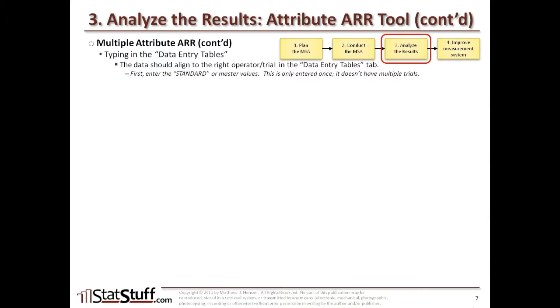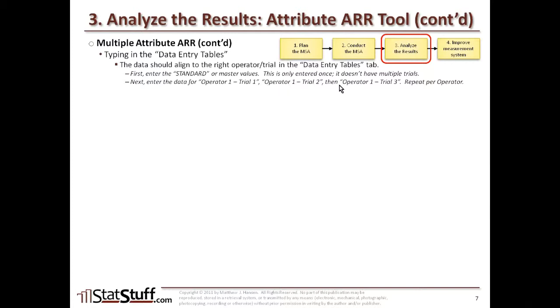Now first, you're going to enter in the standard or the master values like we had just shown in the previous slide. This is only entered one time, and it doesn't have any multiple trials in it, but it just has one standard set that's defined up front. And next after that, you're going to enter in the data for each operator and each trial. So it's going to go in the order of operator 1 and their first trial of data, then operator 1 and the second trial of data that they have, and operator 1 and their third trial, and so on. It's allowing for up to 3 different trials for the multiple operators.